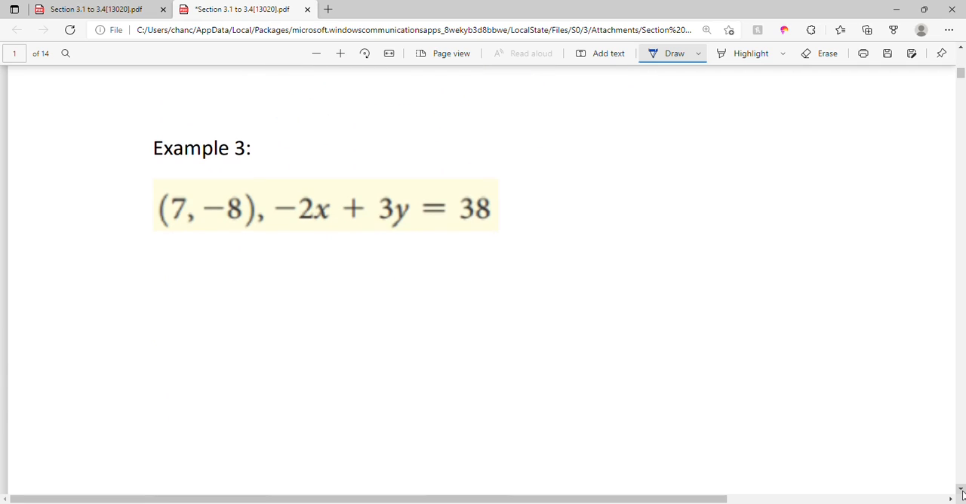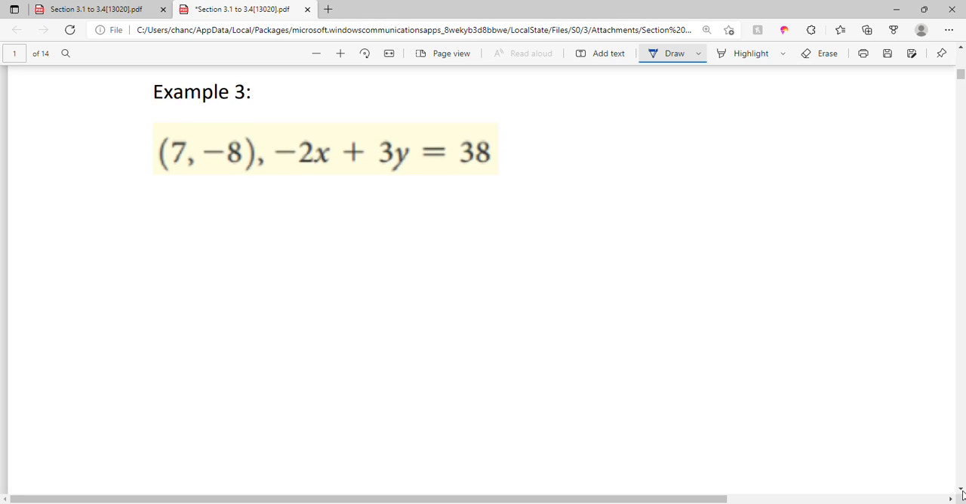In example 3, let's have you try the problem on your own. Let's do question 3 together. Again, I like to label x and y on the top so I don't make a mistake in my substitution. The x is replaced with a 7 and the negative 8 goes in place of the y.